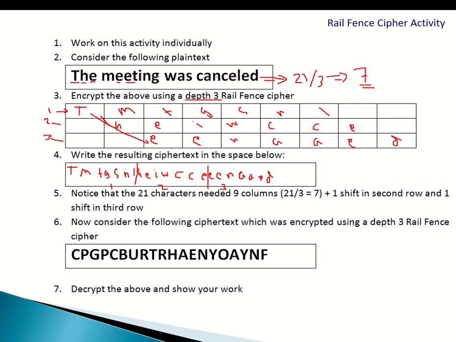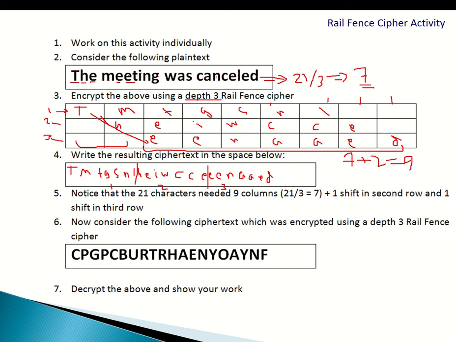If you want to decrypt it, that's very easy. We have 21 characters and need 9 columns. Why 9 columns? Because we have 7 letters here, plus 2 spaces we're going to leave in the third row. So we need 9 columns. We always take the integer number. If you have 22 letters, you take the integer number.